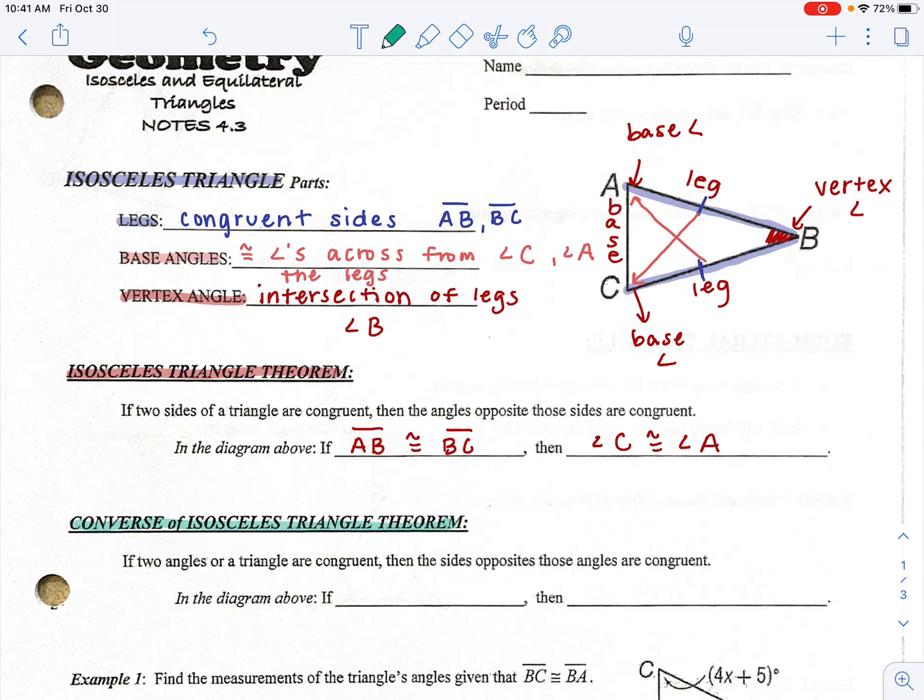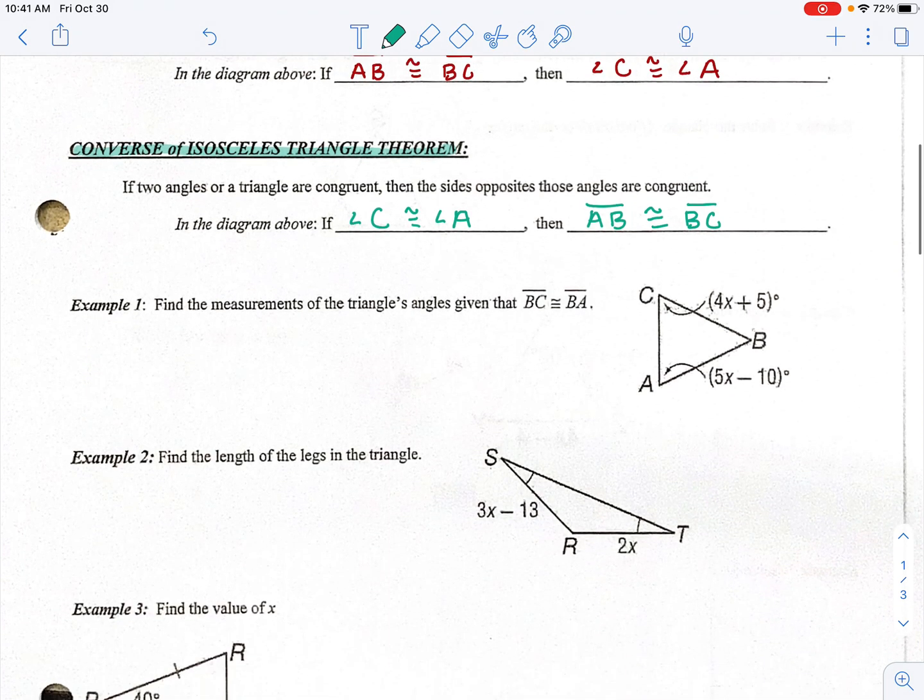The next one says the converse of the isosceles triangle theorem. Converse just means you flip the if-then. So we're going to switch what we said before. Now we're going to say if angle C is congruent to angle A, so if those base angles are the same, then we can assume that the sides, or those legs, are going to be congruent as well. We're going to be using these facts to help us solve more algebraic problems.